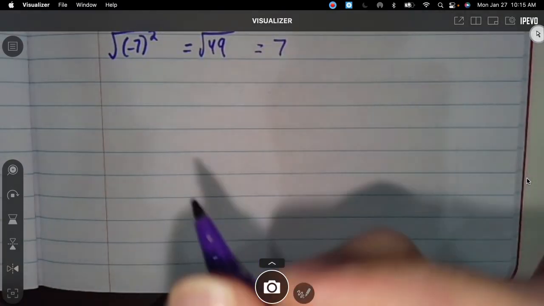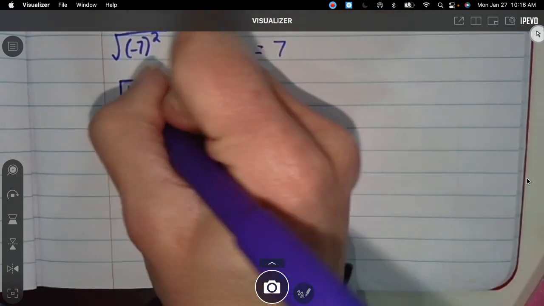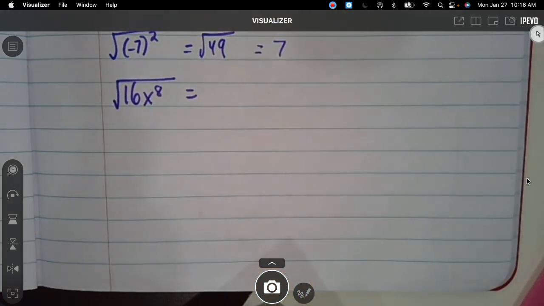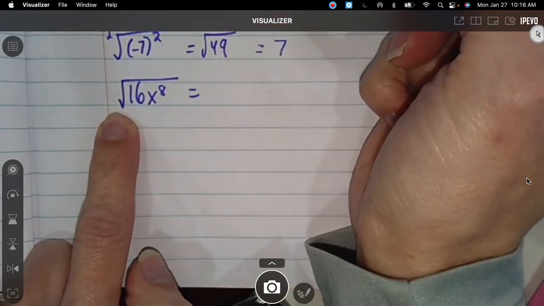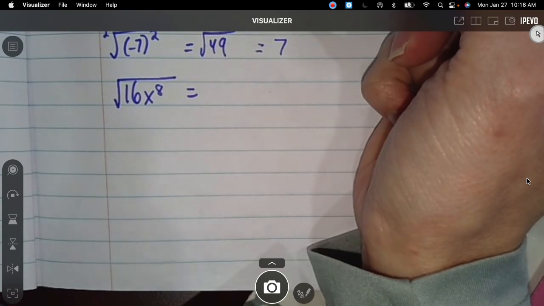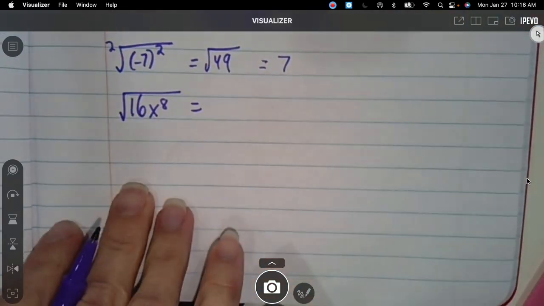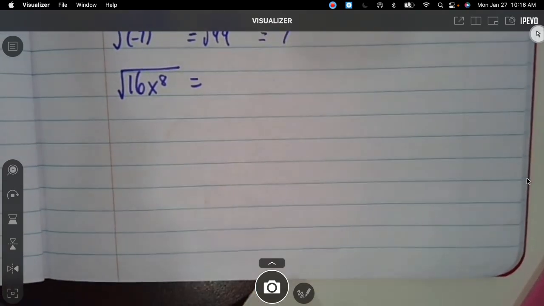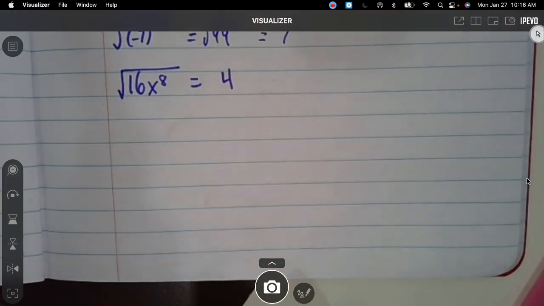So here, let me do this problem. It's kind of a lot just for a few minutes. 16x to the 8. This is a square root. Does everybody understand? There's a 2 right here, but we don't ever put the 2. That's what a square root looks like. It's got the 2, because square is a 2. We just don't ever write it. It's an understood thing. So the square root of 16 is easy. What is the square root of 16? 4. Now we have variables.